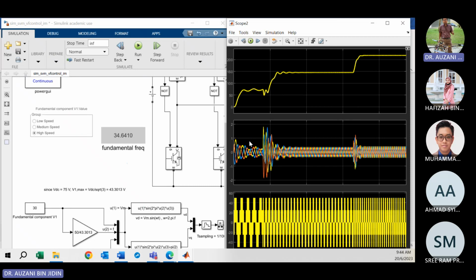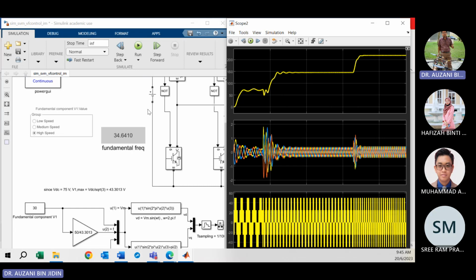Initially your voltage V1 is 10, and the frequency will be 11 Hz something. Then you click medium speed, the fundamental is 20 volt. Then your frequency will be what? Maybe 22 something. Once I press high speed, we change the fundamental component to 30 volt, and the fundamental frequency also increases to 34 point something. Then your motor speed also increases. That's why we call this technique V per F. We adjust both voltage and frequency. Okay, clear? Please understand how to construct this block.